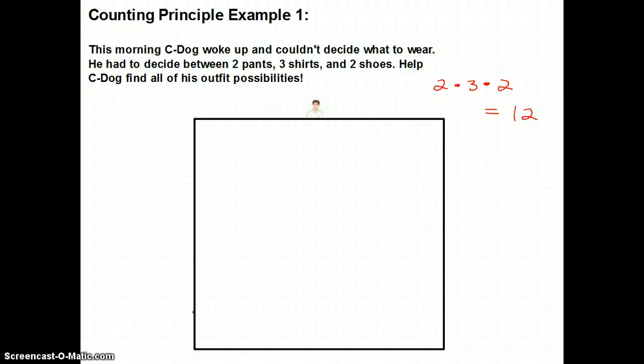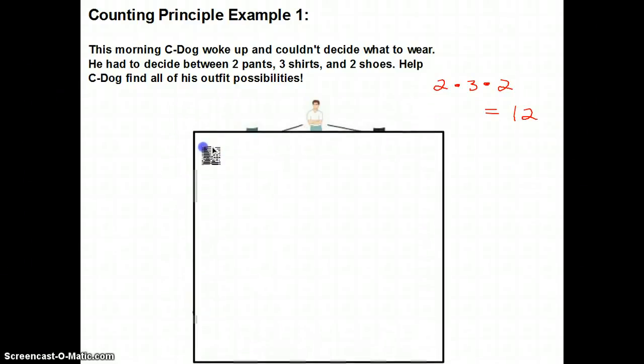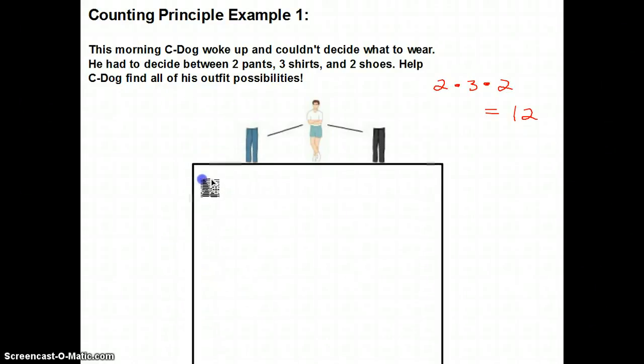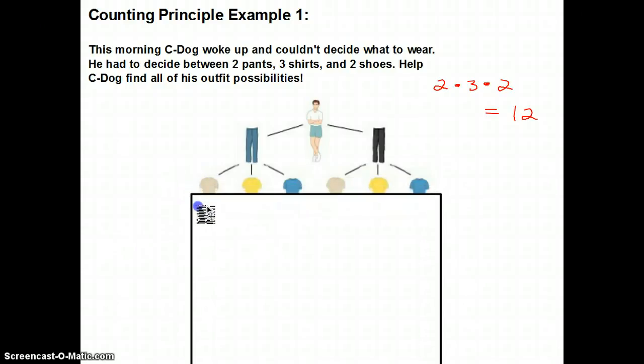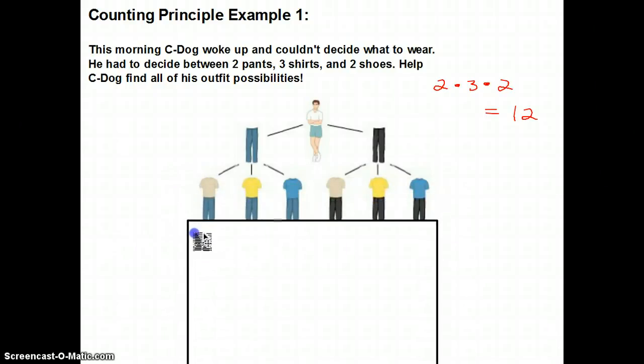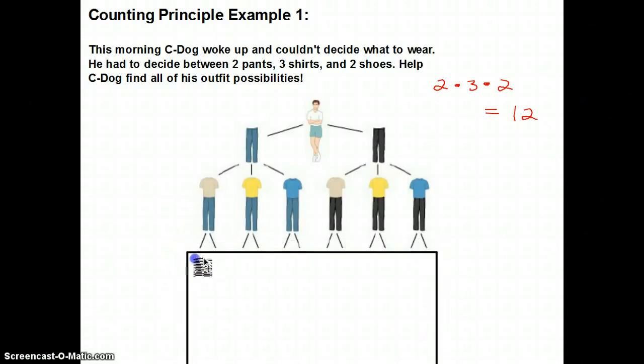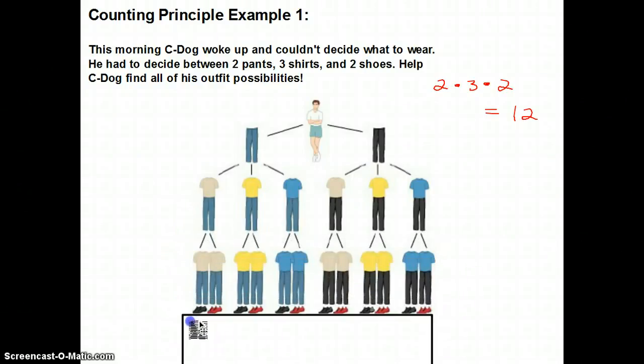And it's pretty nice to look at a tree diagram to see the number of possibilities. First, he has 2 pants to choose from, then 3 shirts. So at this point, we have a total of 6 outfits. And then 2 pairs of shoes gives him 12 different possibilities here. And you can use that tree diagram with any fundamental counting principle problem.